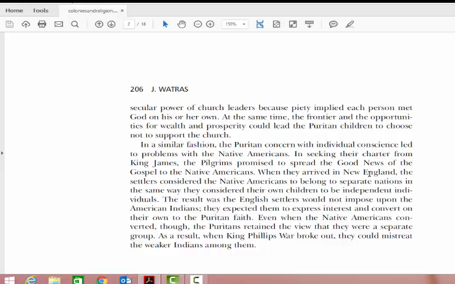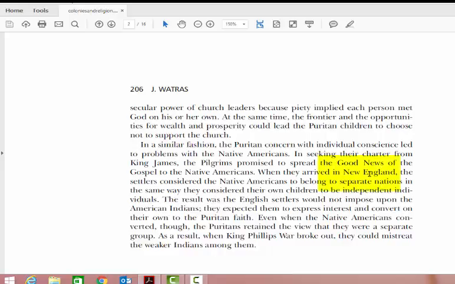One thing is money. At the same time, the frontier and the opportunities for wealth and prosperity could lead the Puritan children to choose to not support the church. That's one of the arguments of this article: when colonists came over, they had this idea of religion, but with these endless opportunities, you could go chop some trees down, you can make some money, that kind of erodes the education system as well as the religion. So greed does that. Pilgrims promised to spread the good news of the gospel to the Native Americans.